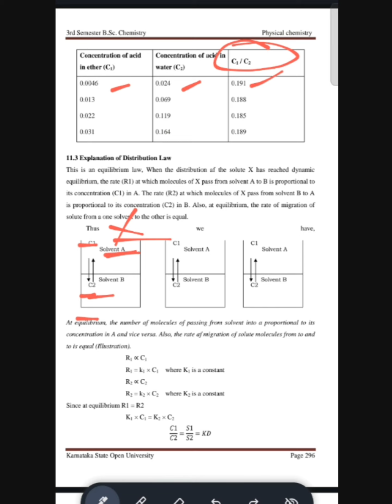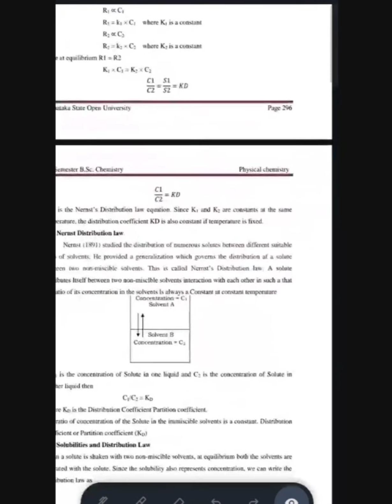solute passing from solvent A into B is proportional to its concentration in A, and vice versa. Also, the rate of migration of solute molecules from A to B can be seen here. That is, C1 by C2 is equal to S1 by S2, where K is the constant and D is the distribution. It is equally distributed when you add it to two different immiscible solvents.